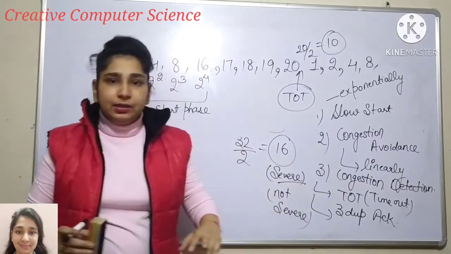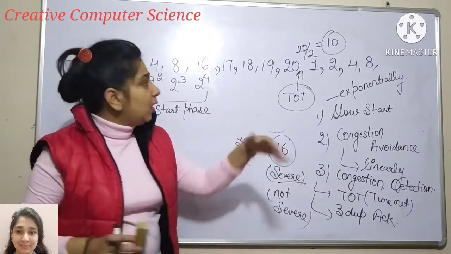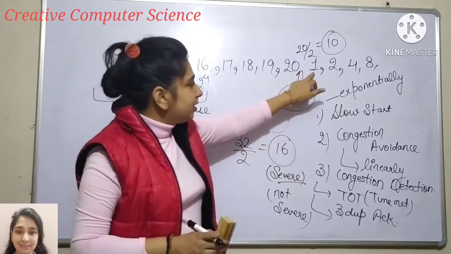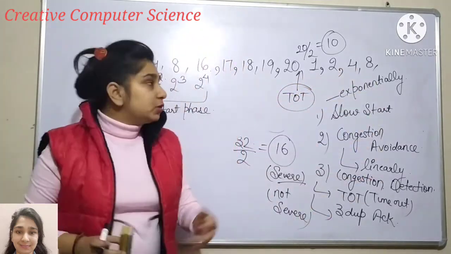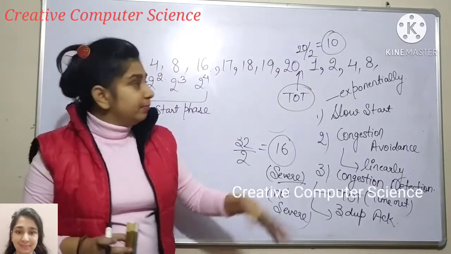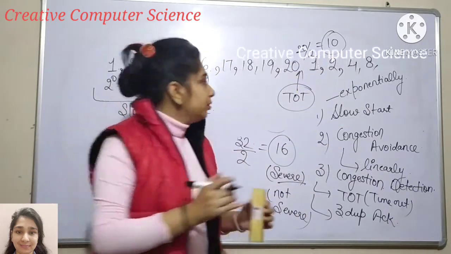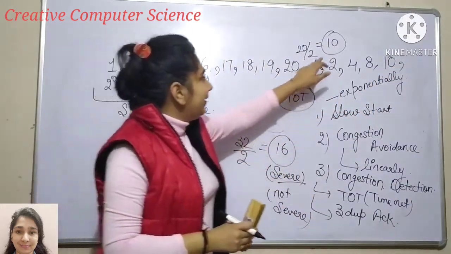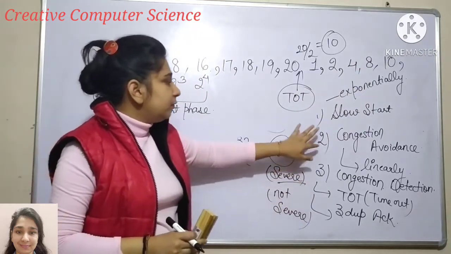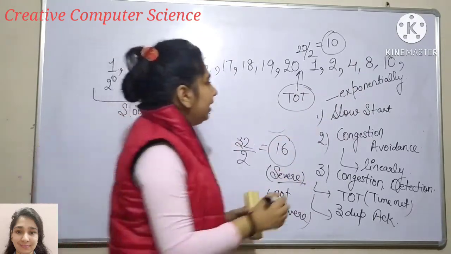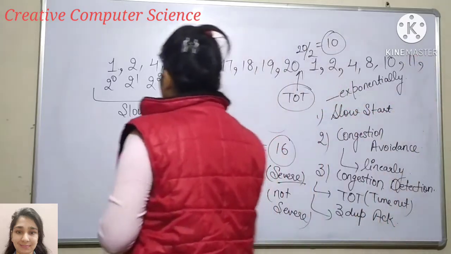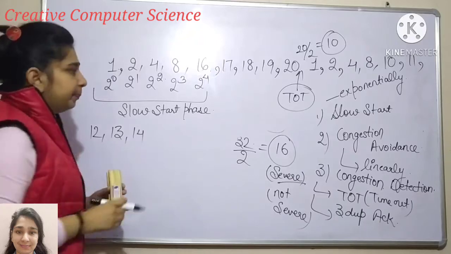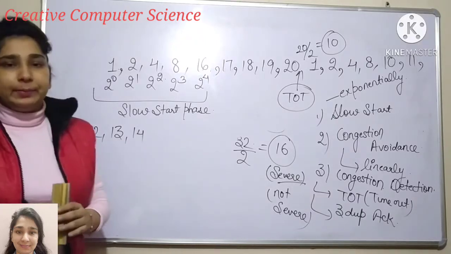Now after 8, you can't go to 16 because the threshold value is 10. 2 raised to power 0, 1, 2, 3. Next, 2 raised to power 4 is 16, but your threshold value is 10. So you will move up to 10. And after the threshold value, you will again move linearly, like 11, 12, 13, 14. This way we are moving.